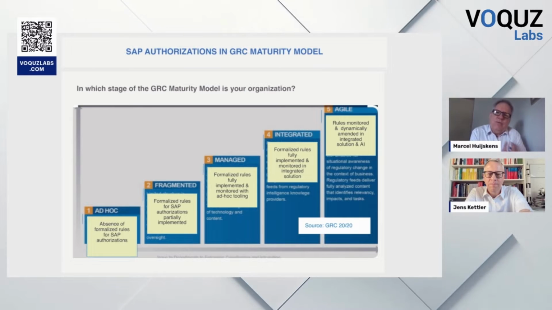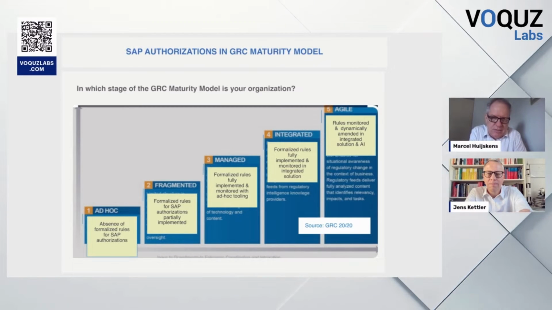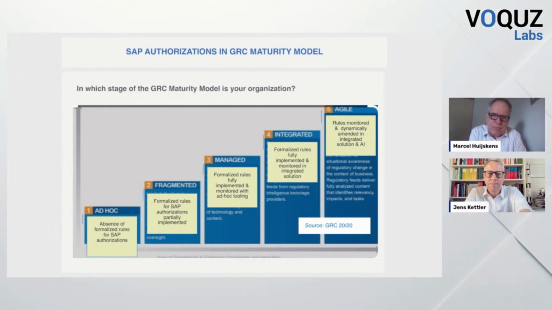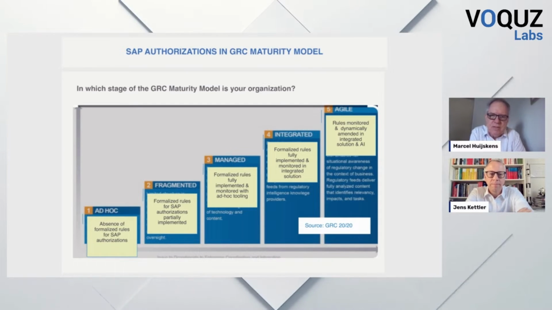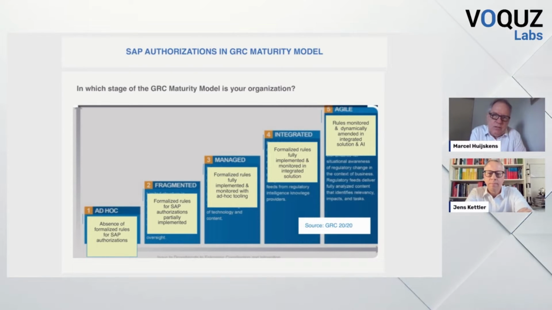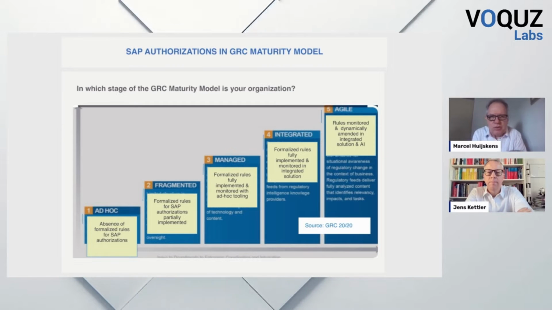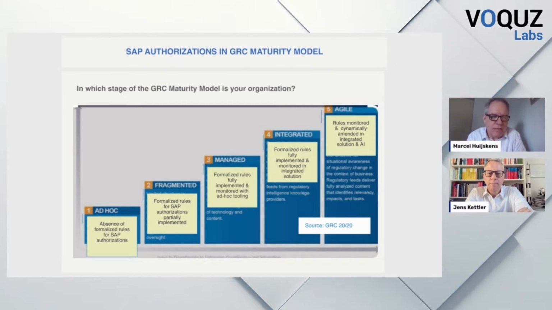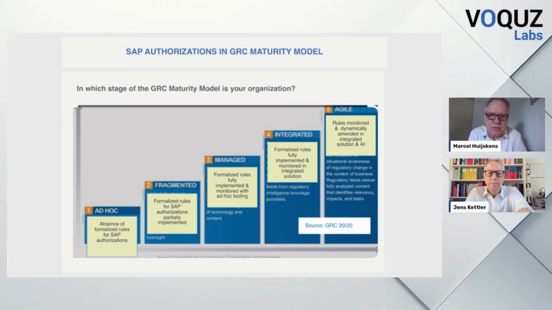Then when they grow a bit more in maturity, they come up with a set of rules. Most rules stay on paper and other rules they manage to actually implement. So that's a fragmented implementation. The next stage is when the formalized rules are completely implemented, but the monitoring is done with bits and pieces of ad hoc tooling, a bit unstructured, but at least it's managed.